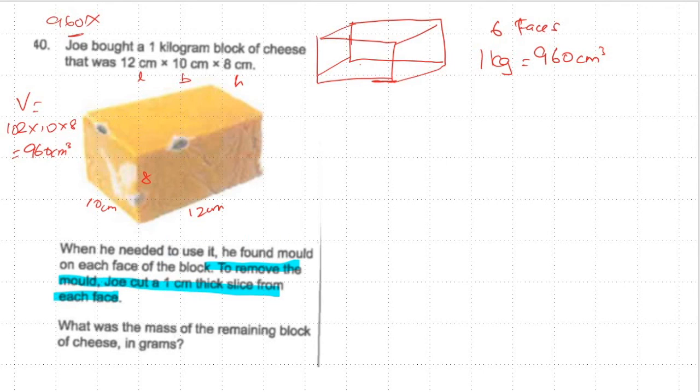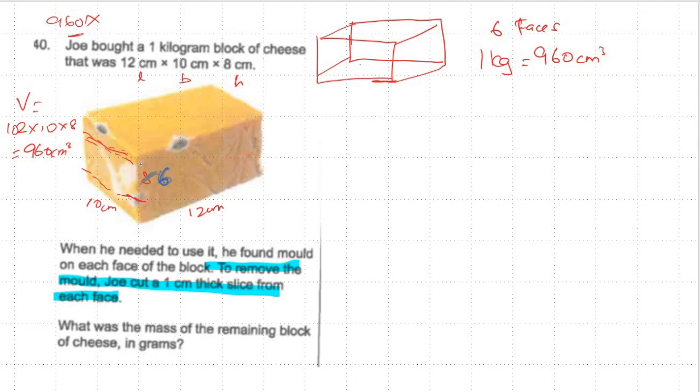Now I'm going to cut the slice of each face. I have a total of 6 faces. So if I use this face first, when I cut this face, I must also cut the one behind. So that means I cut away 2 centimeter already. So in this case, 8 minus 2, I will have 6 centimeter here.